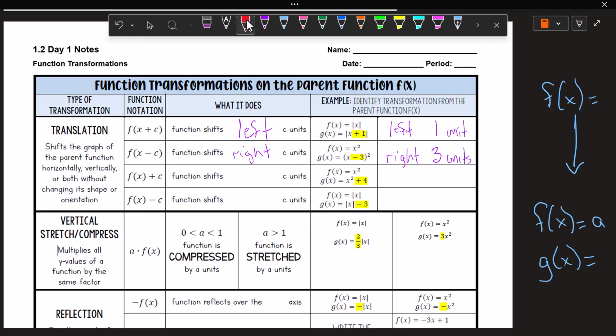Then we have the term outside of f of x, outside of the parentheses. And if it's plus c, we go up c units. If it's minus c, we go down. So that's exactly like it looks, the way it should be. So if f of x is x squared and g of x is x squared plus 4, not in parentheses, that just means we go up 4 units.